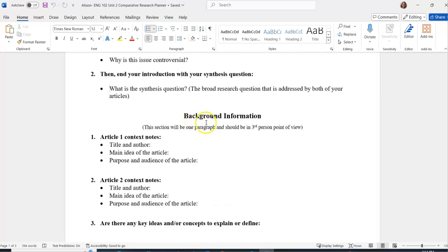Now, the next section of this essay is going to be background. And this is where you're going to introduce both of your articles.